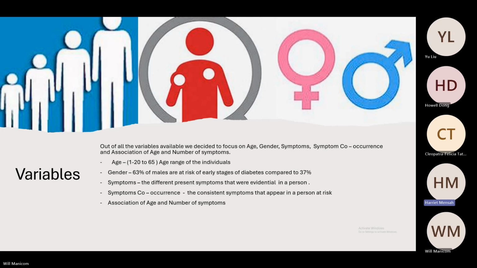We also decided to check the relationship between gender and diabetes risk and analyze the distribution of diabetes risk among people of different genders. Degree of association: we decided to talk about how age and the number of symptoms cause risk of early stages of diabetes, and also to talk about the symptoms that occur in an individual as they start to experience early stages of diabetes. And lastly, symptoms co-occurrence and the consistency of symptoms that appear in the person who is at risk.